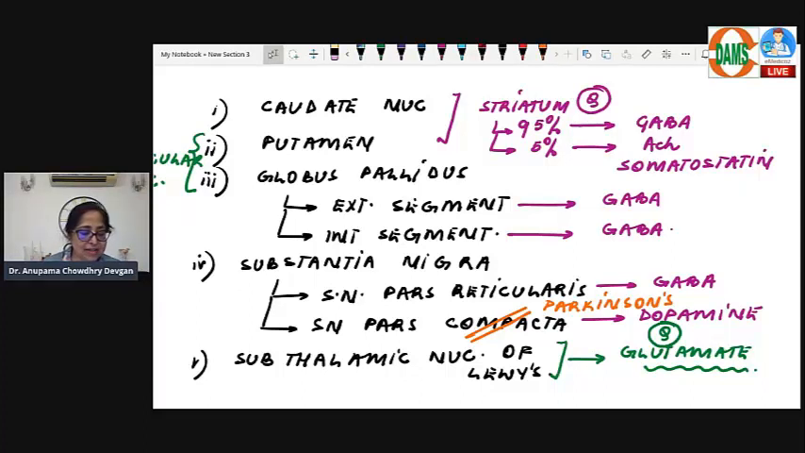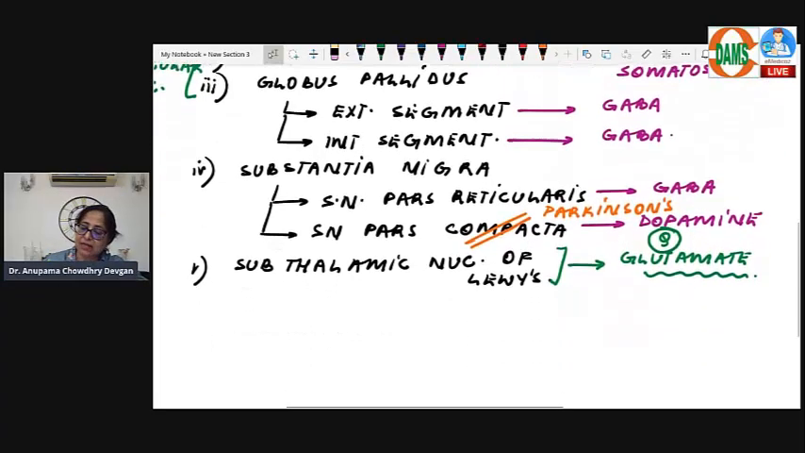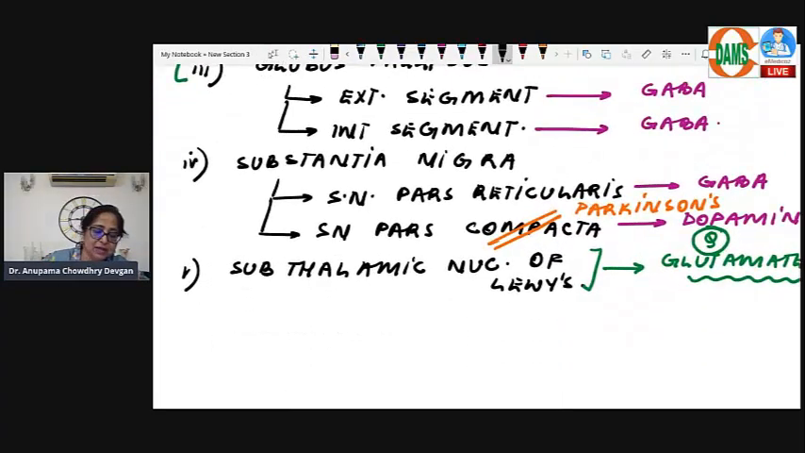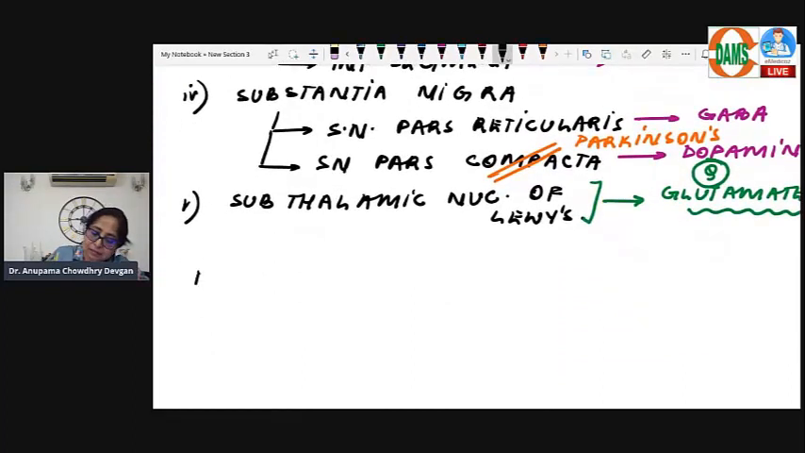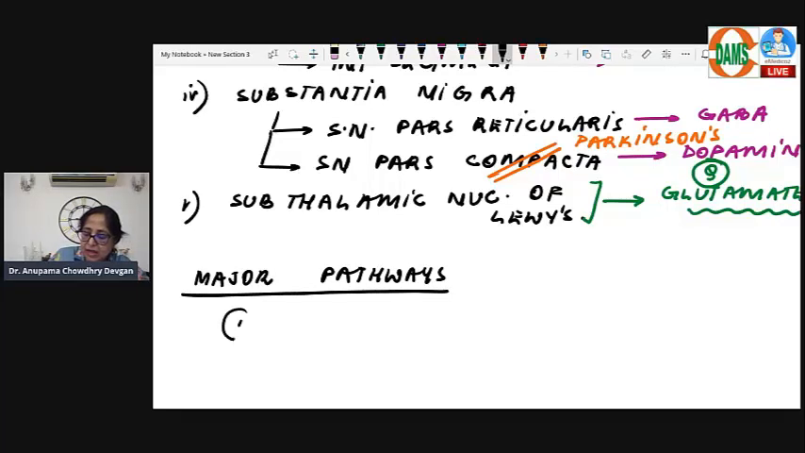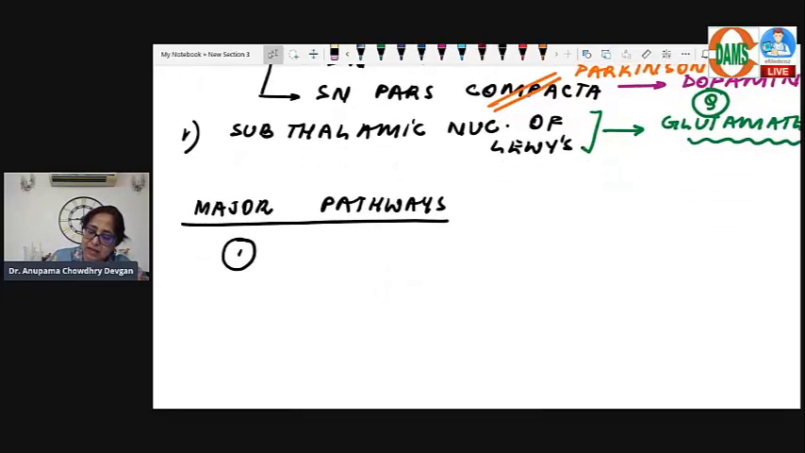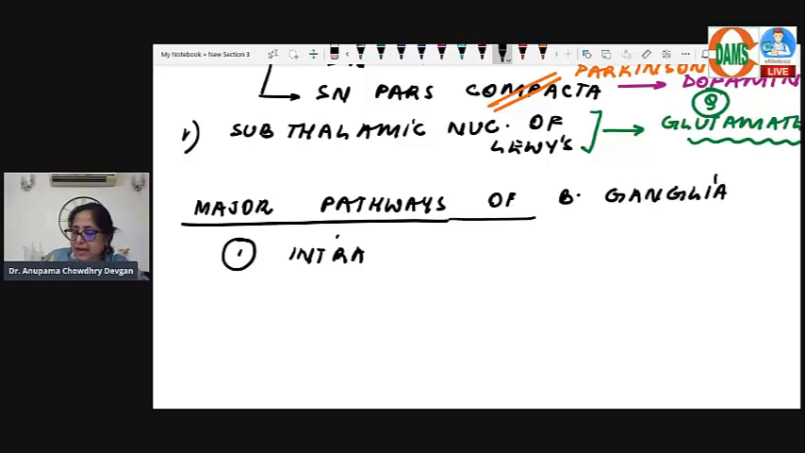Okay. All right. So this is as far as the different parts of the basal ganglia are concerned. Now, what are the major pathways? What are the major pathways in the basal ganglia? The first one is an intrastriatal pathway among the major pathways of the basal ganglia.